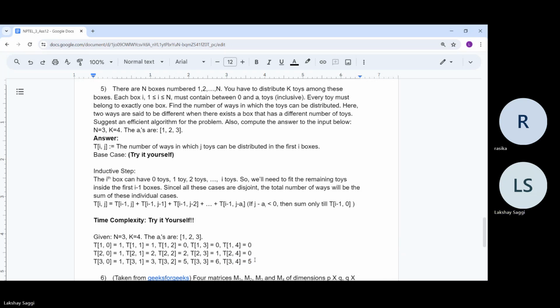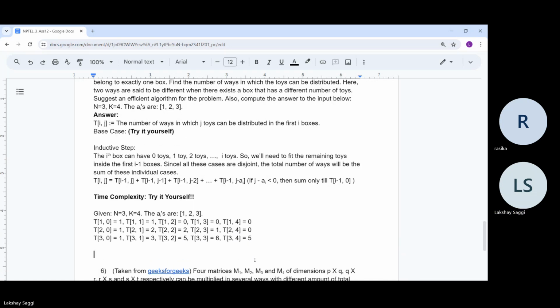So yeah. Hence, there are t of 3 comma 4, which is equal to 5 ways.